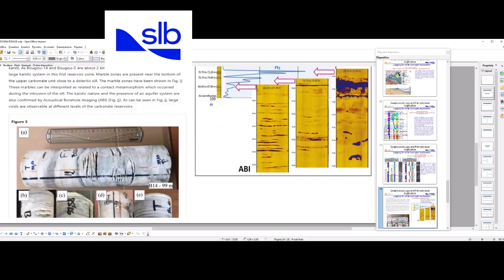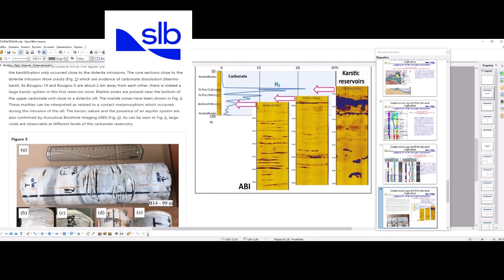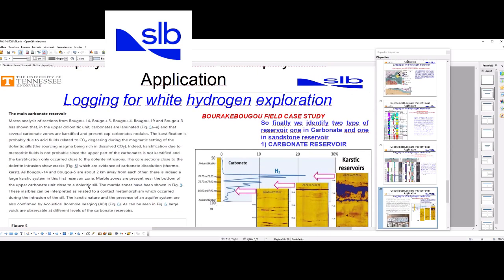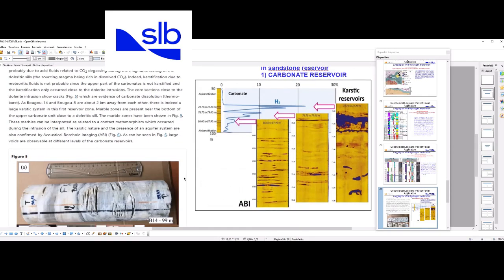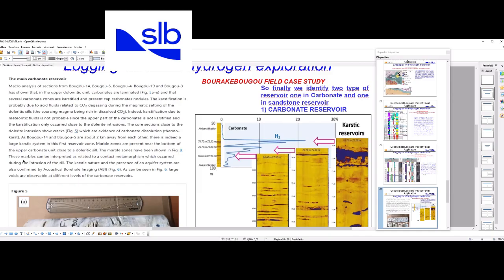This phenomenon is underlined to study the samples of rocks. The core section close to dolerite intrusion shows cracks, which are evidence of carbonate dissolution. So the marble zone has been shown in this plot, and marble can be interpreted as related to a contact metamorphism, which we have during the intrusion of the sill.